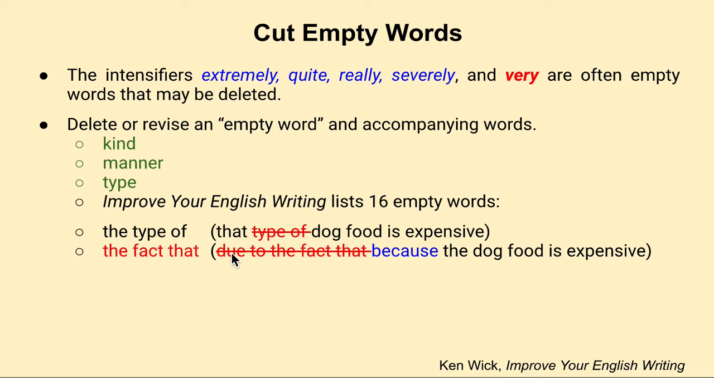So if you had the phrase, "due to the fact that the dog food is expensive." The word fact signals an empty phrase, and all these other words with it are associated with the empty word. And here, we can revise the empty word expression. We can replace it with a single word, because. "Due to the fact that" can be replaced with the word "because." So the phrase may be rewritten as "because the dog food is expensive."